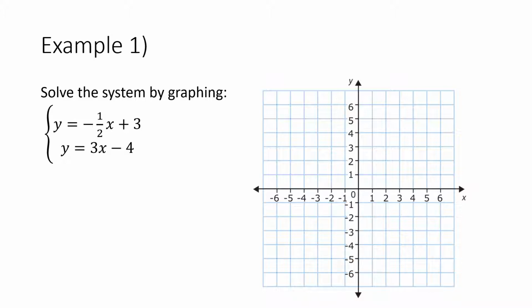Example 1, we have a system of equations. The first equation, y equals negative 1/2 x plus 3, is already set up for us in y equals mx plus b format. So in order to graph this line, we will begin with b. We'll start at 3 on the y-axis, and then we're going to use the slope. Remember, slope is rise over run, negative 1 over 2. We will simply go down 1 over 2, down 1 over 2, down 1 over 2. When you run out of room, you can go back the opposite direction, up 1, back 2, up 1, back 2, up 1, back 2. And we can draw our line.